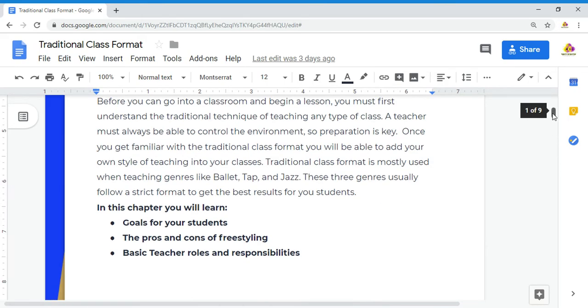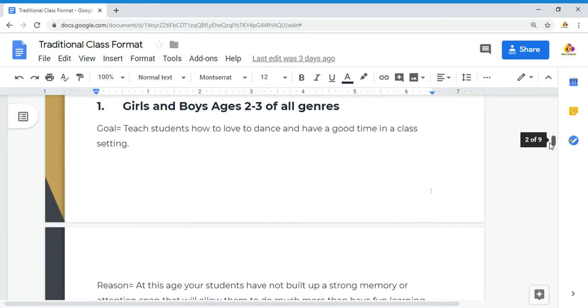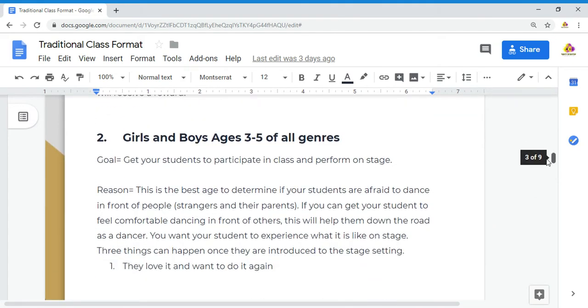Why does this keep going up? Okay. Number 2. Girls and boys ages 3 to 5. Get your students to participate in class and perform on stage. So here we're thinking about, they're building up their memory a little bit. Okay, they probably are enrolled in kindergarten, preschool, or whatever. So they're learning how to read, how to write, how to do different types of things, how to count. Now you want them to be brave enough to get up on the stage, and that's it.